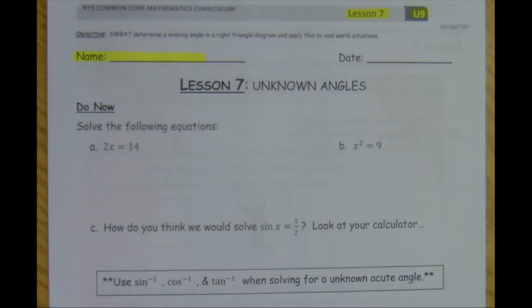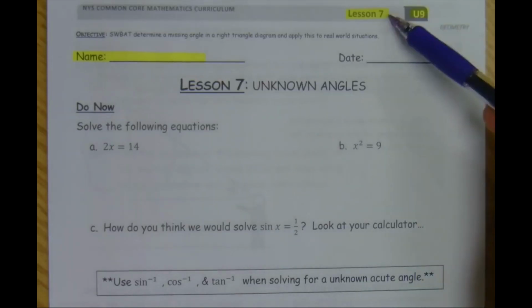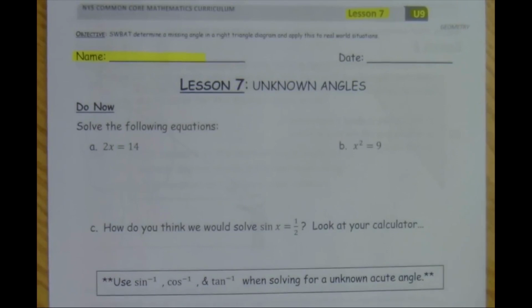Hey boys and girls, so today we're going to be going over Unit 9, Lesson 7, which is Unknown Angles. Before we get started, just make sure that you have your name written down at the top, and we can begin. So as we look at the directions for the do now, it says solve the following equations.